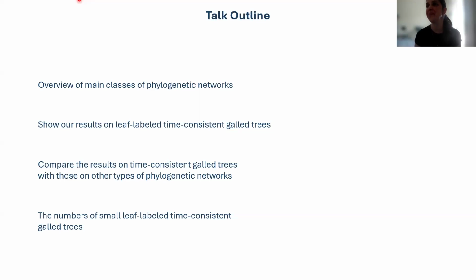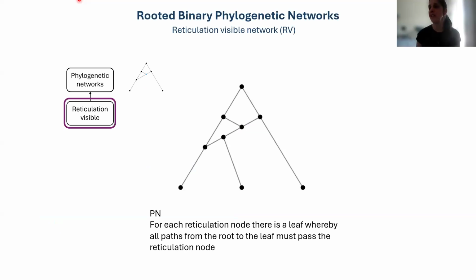time-consistent Gal trees. So I will now give an overview of some of these types of phylogenetic networks, which are a bit more specific than just the general one, which I just defined. So here I will give a diagram with the subset relation, so that we have that this type of phylogenetic network is contained within this type of phylogenetic network.